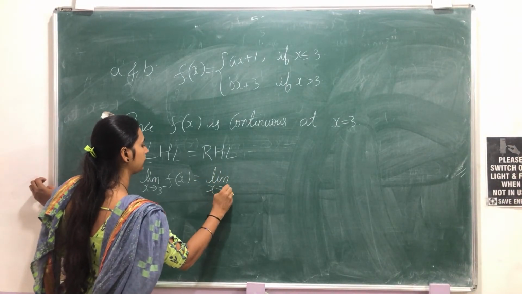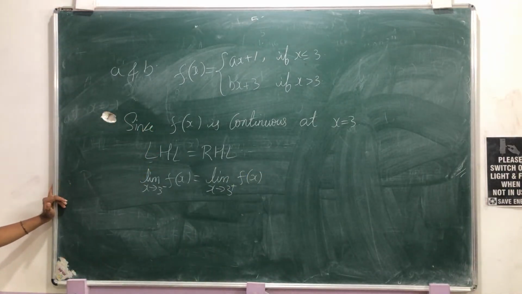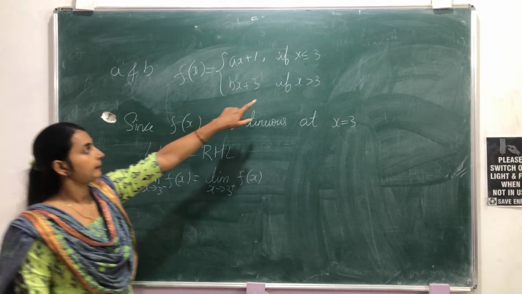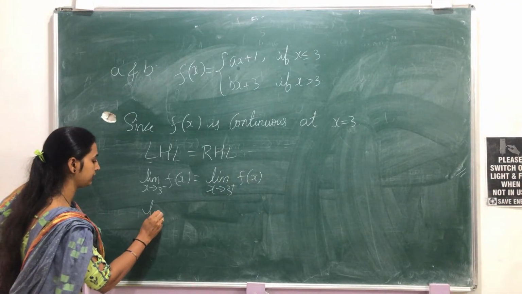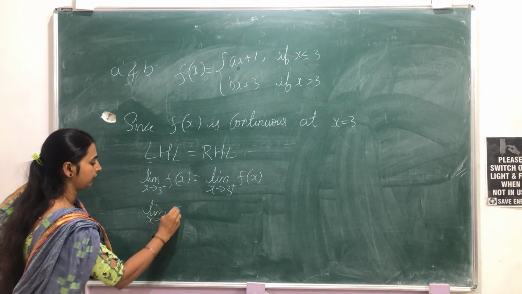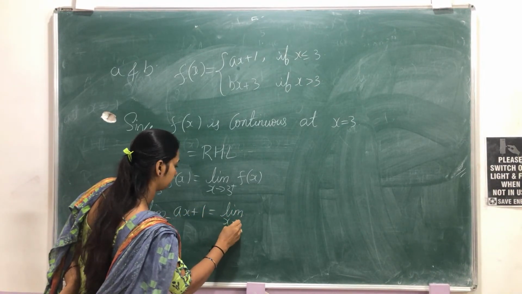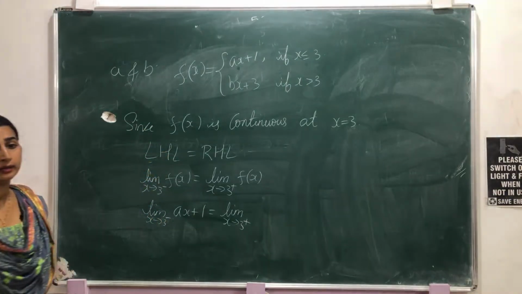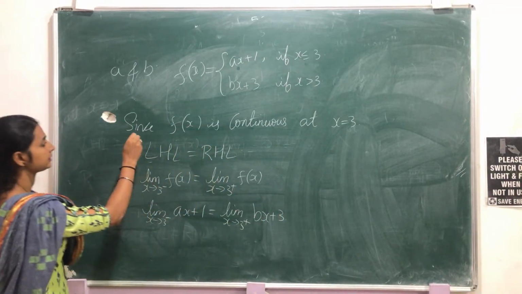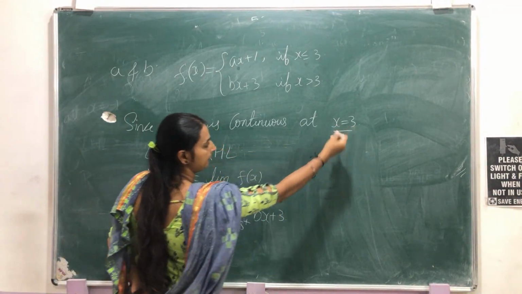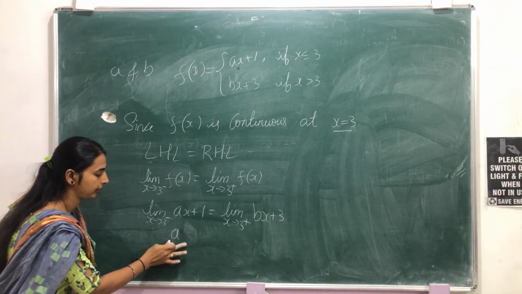So limit x tends to 3 plus f of x. What is the limit x tends to 3 minus, f of x when x is less than 3? Very good, ax plus 1. This you need to write as it is. What is it when x is greater than 3? bx plus 3. Very good. Now what is x? x is 3. Substitute. So a times 3, or 3a, you can write.